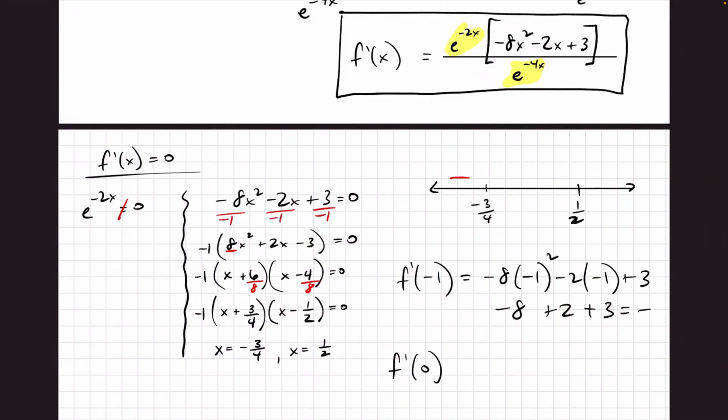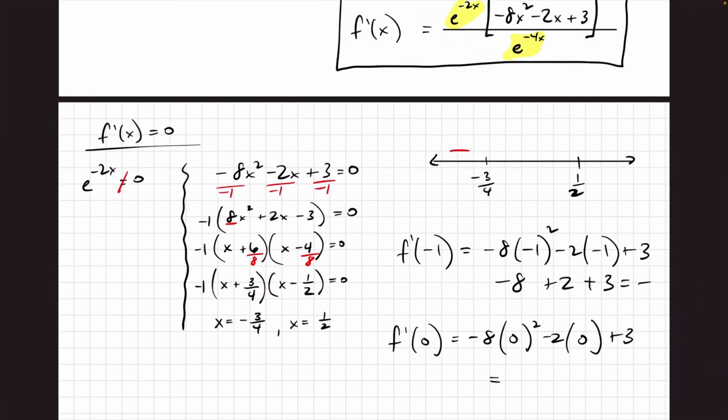Now 0. Negative 8 times 0 squared minus 2 times 0 plus 3. Well, everything cancels out except for 3. Positive.